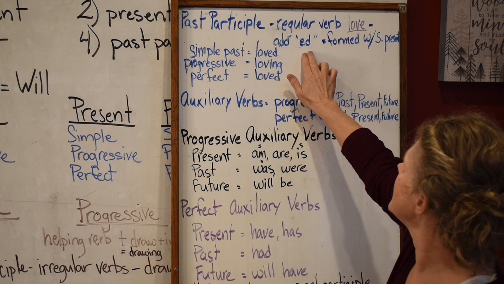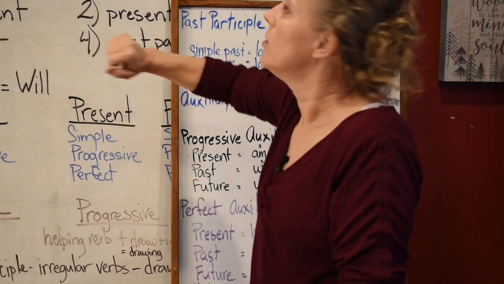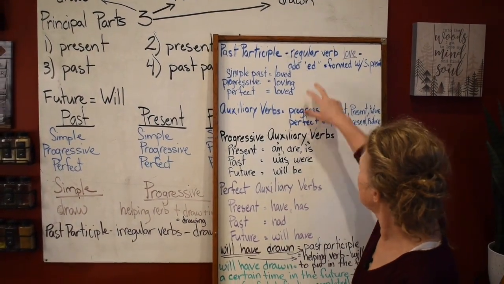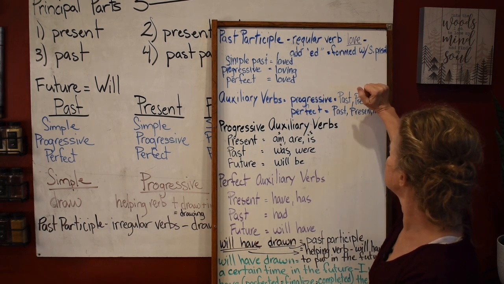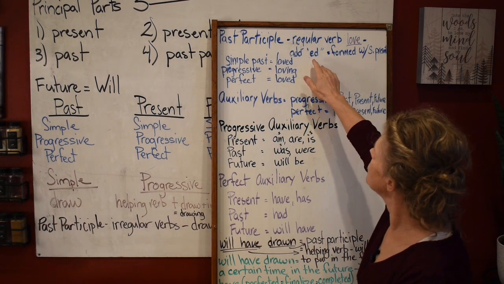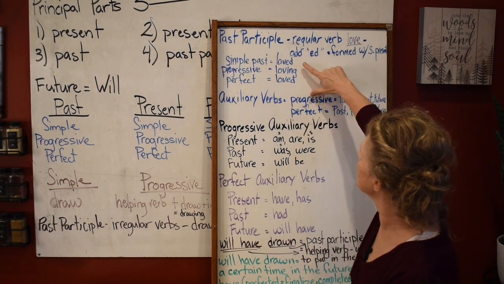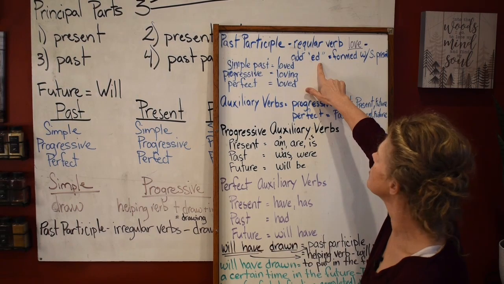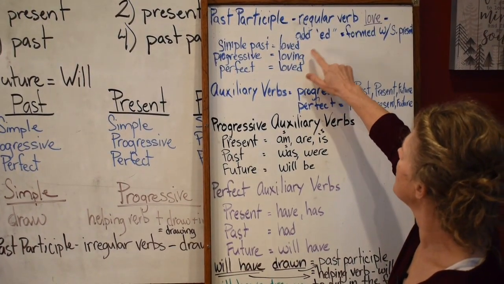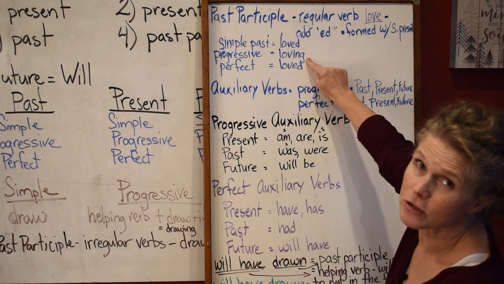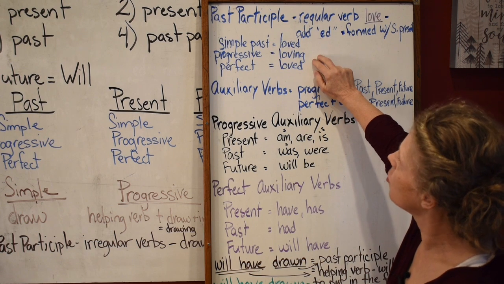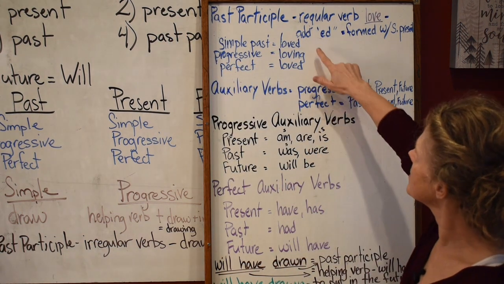So now you've formed your ed with your simple present. This is your simple present tense, your first person simple present tense. Okay, so now to do the simple past, you're just going to drop the e and add your suffix ed, to be loved. Now the progressive, you're going to drop your e and you're going to add ing. So you need to follow spelling rules when you're adding on your suffixes. So that's your second, the present participle.